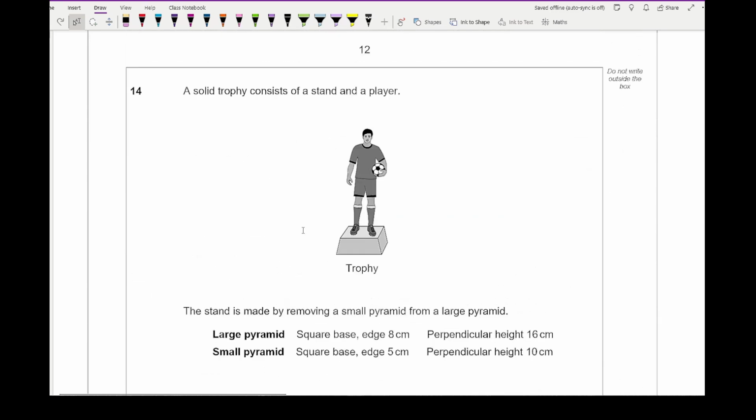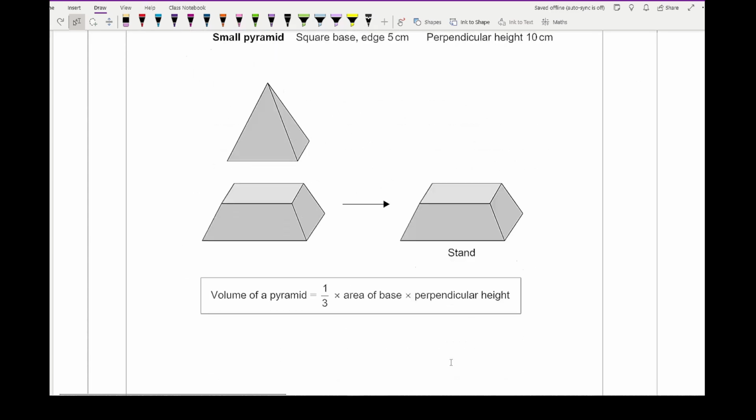Moving on to question 14, it says that a solid trophy consists of a stand and a player. The stand is made by removing the small pyramid from a large pyramid, and we've got the details of the large pyramid, which has a square base with an edge of 8 centimeters and a perpendicular height of 16 centimeters, and the small pyramid has a square base with edges of 5 centimeters and a perpendicular height of 10. And it tells you what the formula for the pyramid is. And remember, we'll always be given the formulas for those more complex 3D shapes.